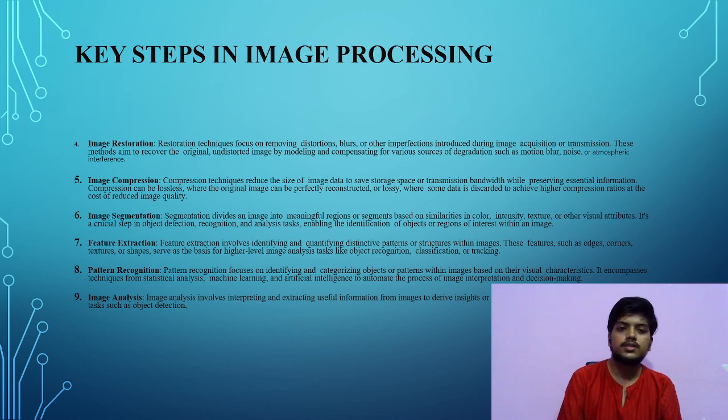Image segmentation divides an image into meaningful regions or segments based on similarity in color, intensity, texture, or other visual attributes. It is a crucial step in object detection, recognition, and analysis tasks, enabling the identification of objects or regions of interest within an image.